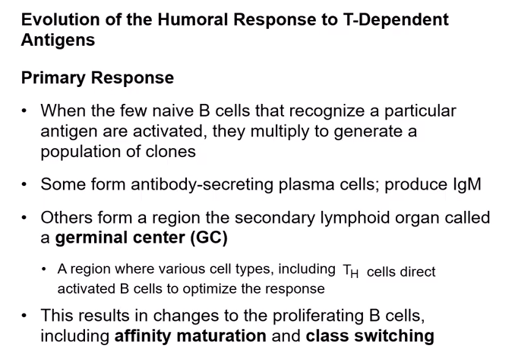Primary response is when the first encounter of the B cells with the antigens happens. The cells at that time are naive B cells. They recognize a particular antigen, and after that they multiply to produce a number of clones of a particular type.